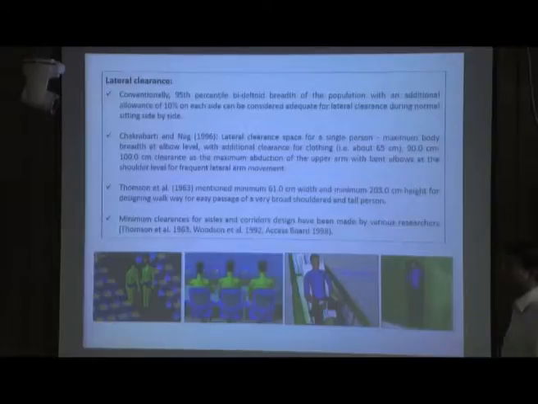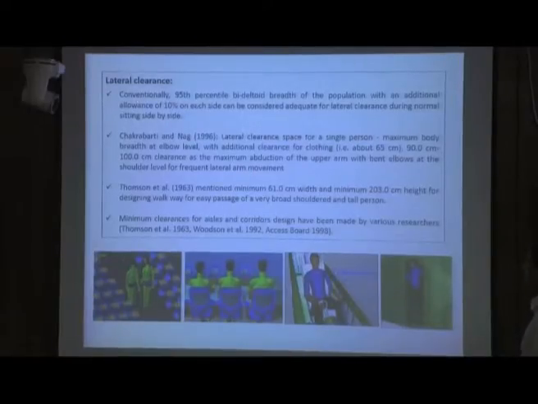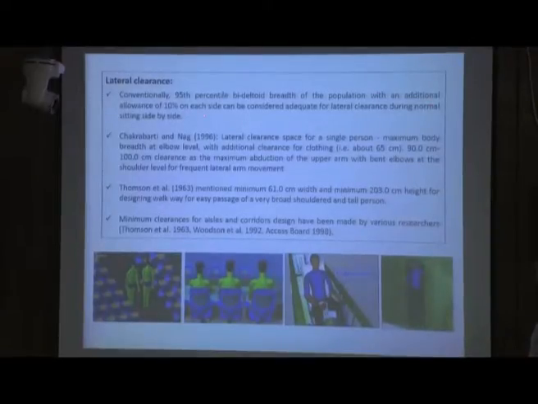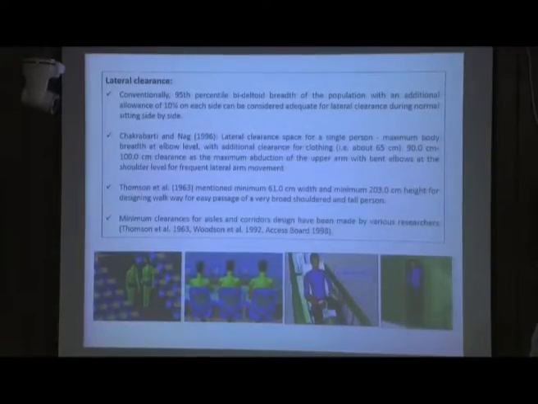While we want to evaluate this type of clearance dimension, lateral clearance, using a digital human model, then we must know the basic theoretical background. So conventionally, 95th percentile bideltoid breadth of the population with an additional allowance of 10% on each side can be considered adequate for lateral clearance during normal sitting side by side.